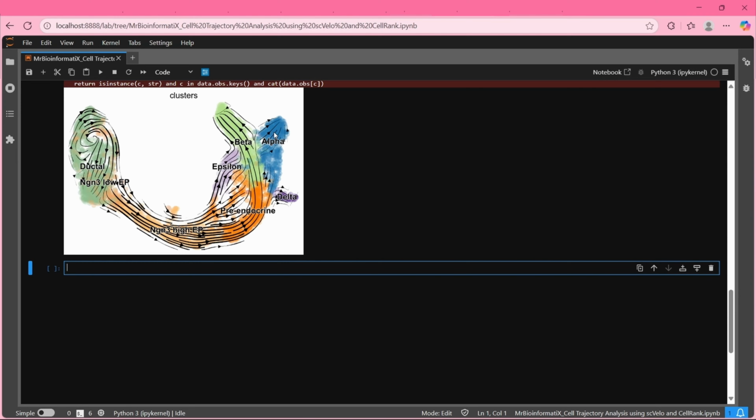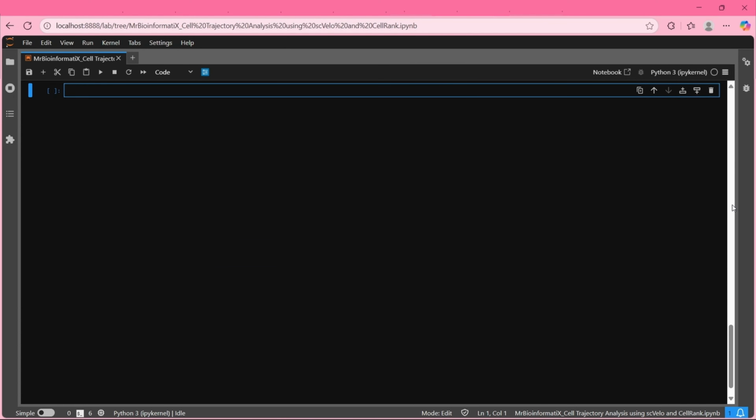Regarding the biological story behind this plot, for example here, ductal cells. These are the starting progenitor cells, the earliest stage in the lineage. And then Ngn3 low EP to Ngn3 high EP. It's the pre-endocrine path. Cells progressively activate endocrine differentiation programs. The arrows flow forward, showing the transitional route toward the endocrine identity. And then the endocrine branches, which are beta, alpha, and delta. And now let's start step 5, which is identifying terminal states with CellRank.